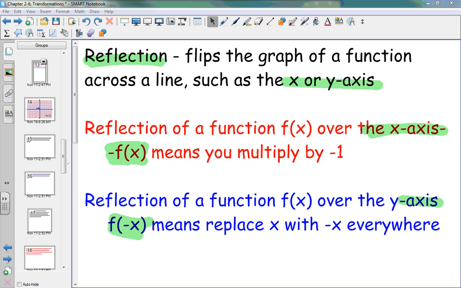Okay? Now, if you are reflecting over the x, meaning folding it hamburger style, what you're doing is technically putting the negative in front of the function, distributing the negative across the entire function. What this means is your y values change.